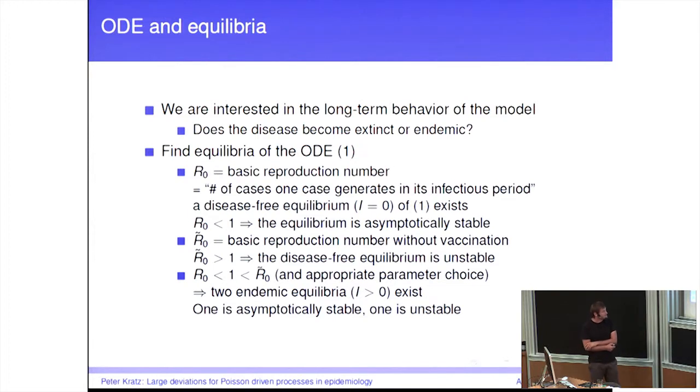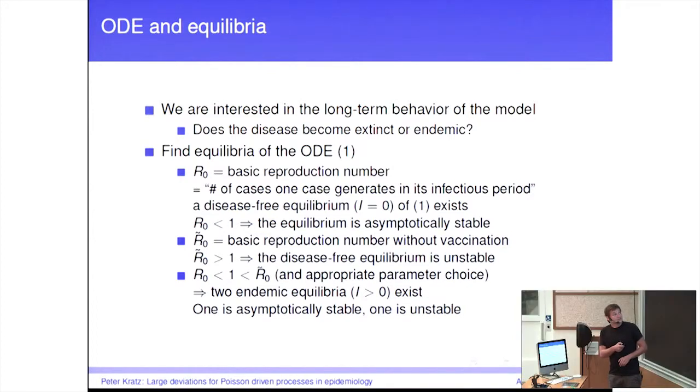So in these models, there's always one very important number. That's the basic reproduction number. So that's the number of secondary cases which are generated by one infective person in its infectious period, on average. Okay?